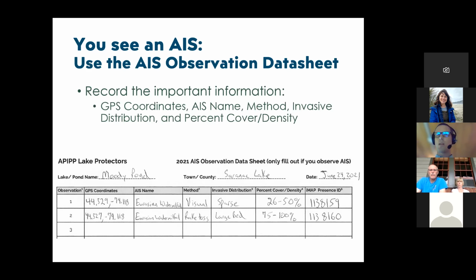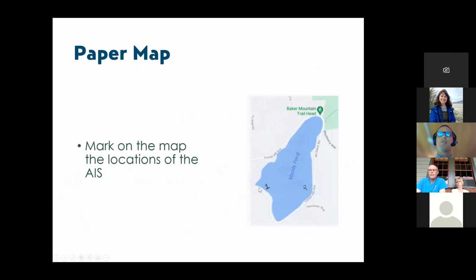That's something that you don't do in the field. That would be something that you would do once you go back home and you can enter it into IMAP. And so you'll see on the far left, there's this observation number. This observation number is then what you use to label your map. So you're marking the location. Okay, here's number 1. That's where I found the first bed or patch of Eurasian water milfoil. And then here's number 2. Here's where I found the other location. So you'll fill out those same questions about the GPS coordinates, the name of the invasive species, the method, the invasive distribution, and the percent cover or density of it.